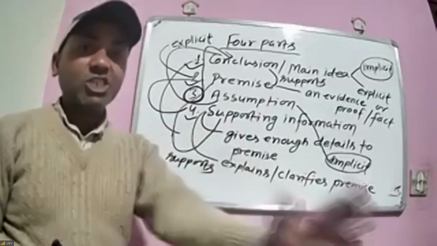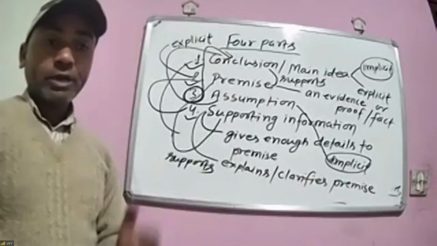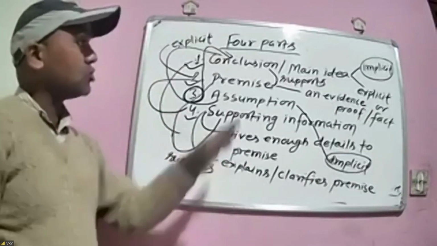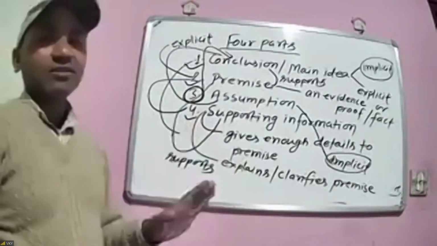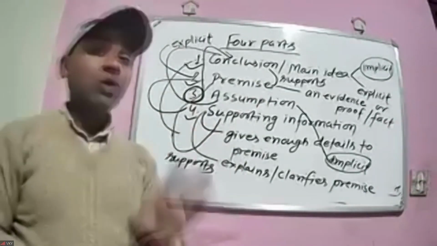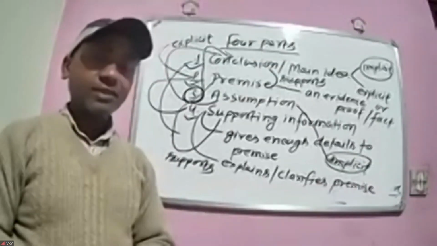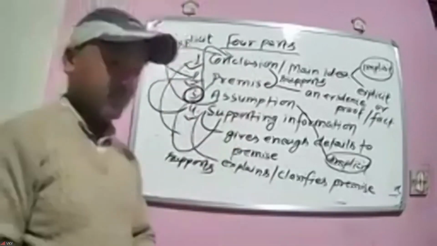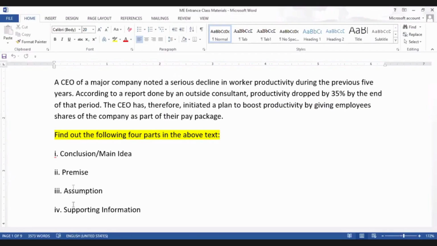That is not seen. But now I give you a very simple text, and in that text, you try to find out all these parts. Very simple text. Only 3 sentences are there. You try to find out these 4 parts. You will enjoy the text. So let me share the screen. Tell me which one is conclusion in the text, which one premise, which one assumption, which one supporting information.